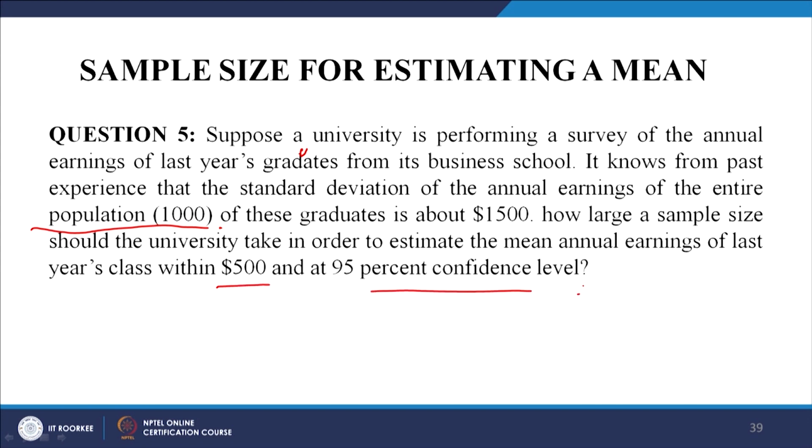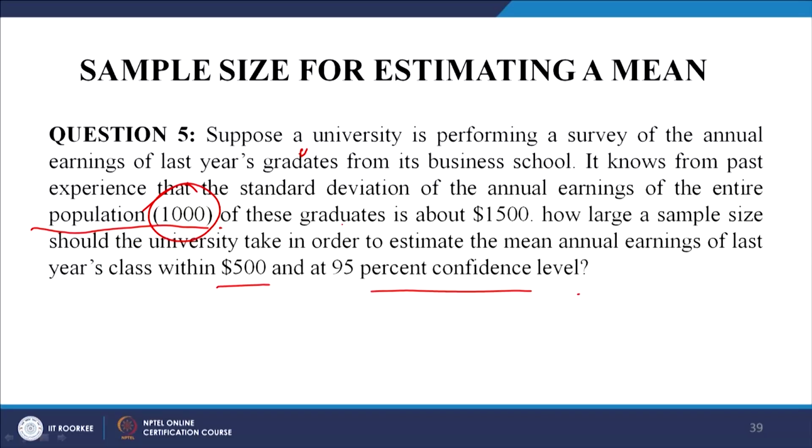So, what it says, let us go back. Standard deviation of the annual earnings of the entire population of these graduates is about $1500, right.